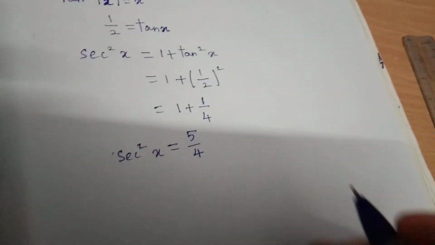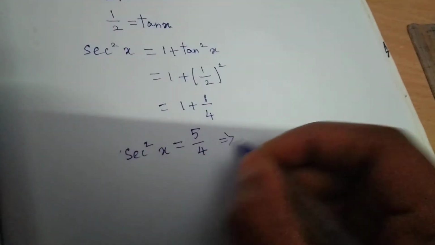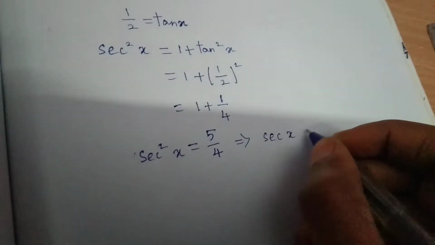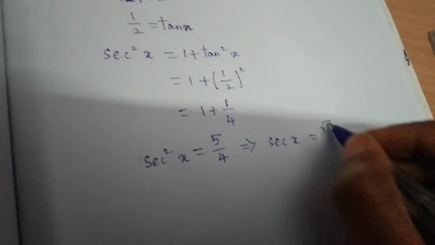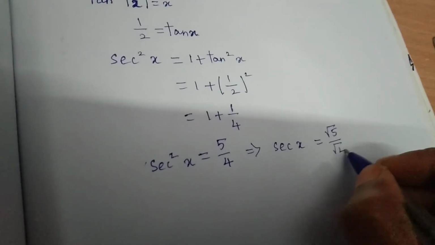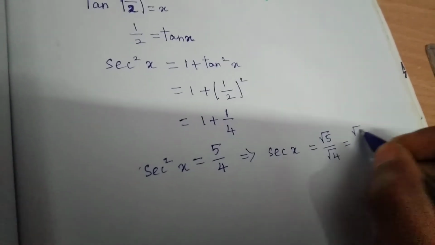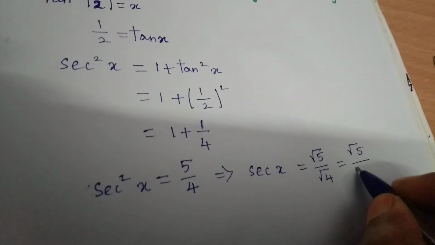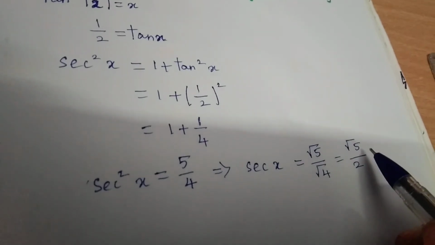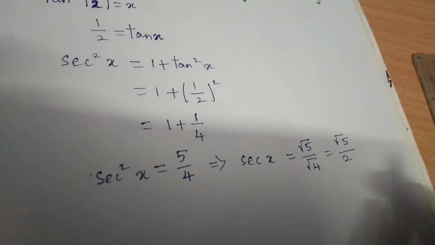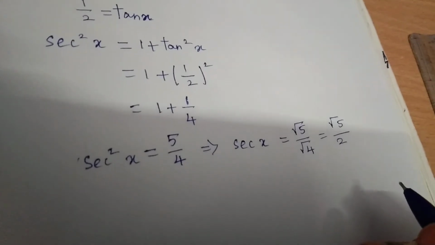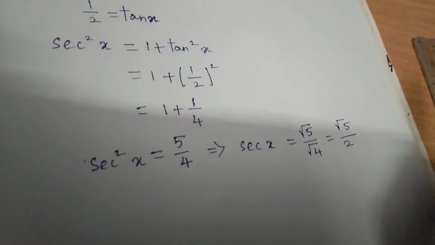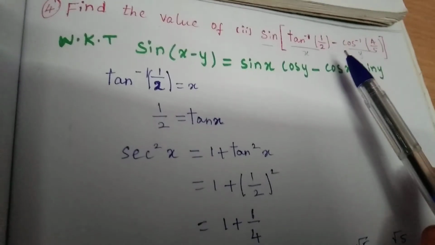Now we want only secant x, which implies secant x is equal to square root of 5 by square root of 4. The square root of 4 is 2, so secant x is equal to root 5 by 2. Next, we change to the reciprocal format, because we want only cos.